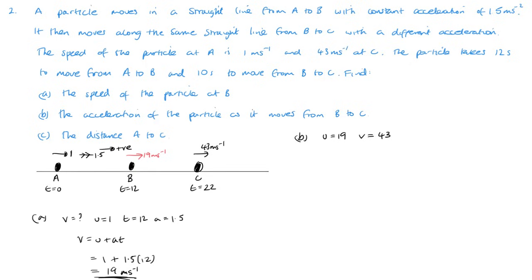So U is 19, V is 43, T is 10, and A is what we want to find. So V equals U plus AT. So 43 equals 19 plus 10A. So 10A is going to be 43 minus 19, which is 24. So A equals 2.4 meters per second squared.